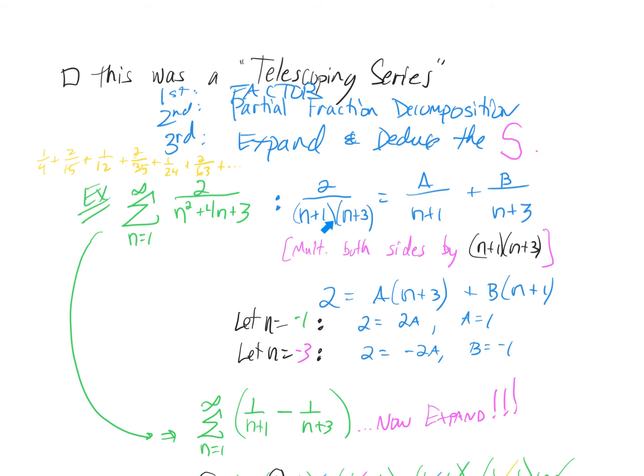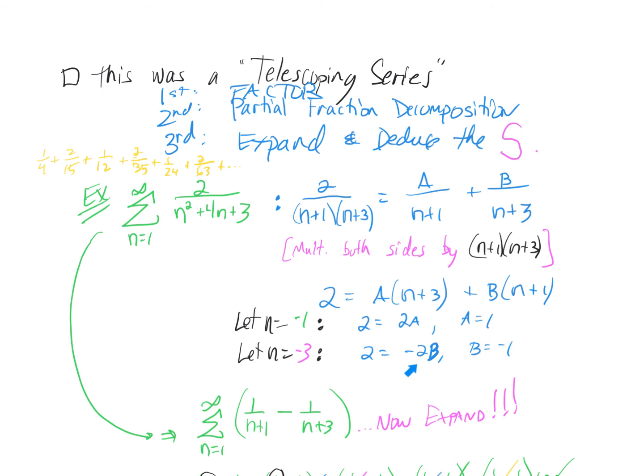Factor the denominator. Decompose this fraction into some partial fractions where each fraction has one of the factors. Multiply both sides by both factors so that it cancels out entirely on the left and partially on the right. Let n equal -1, which will make this factor 0, so A times 2 equals 2, and A is 1. Let n equal -3 so that this factor cancels out. When n is -3, that's 0, and we have -2B equals 2.